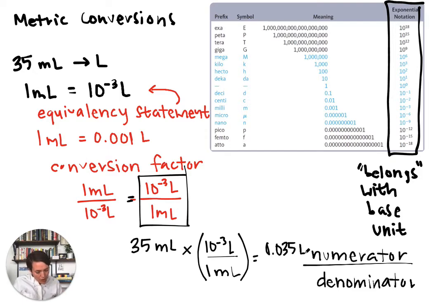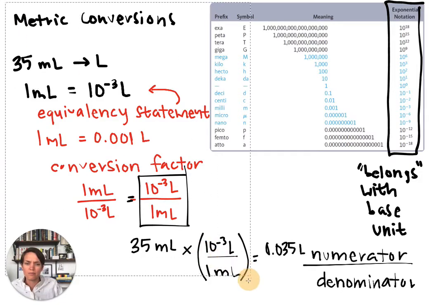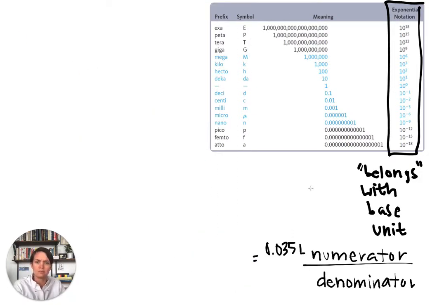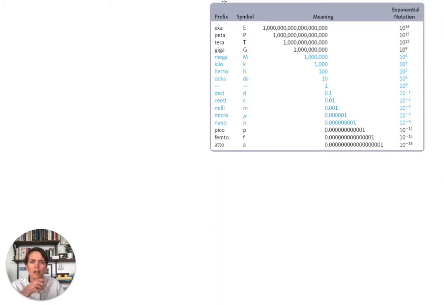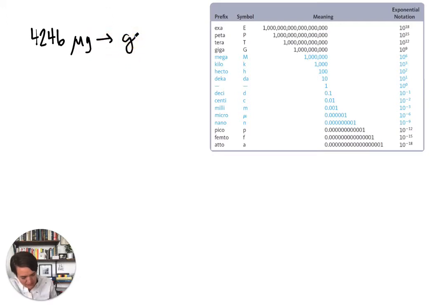Okay, so let's do a few more examples. So let's keep it simple to start. So that one we were modifying, that was liters as our base unit. Now let's say we have 4,246 micrograms, and we need to go to grams.